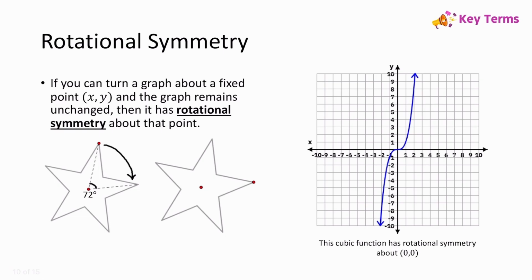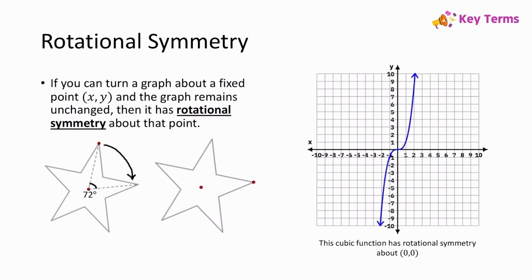Some graphs will also have what's called rotational symmetry. Remember back from geometry, rotational symmetry happens when you use a point as a pivot and rotate your figure a certain number of degrees, but your figure stays unchanged. So this star, if I rotate it 72 degrees about this central point, it's still going to look the same. And so we would say that this figure has rotational symmetry.